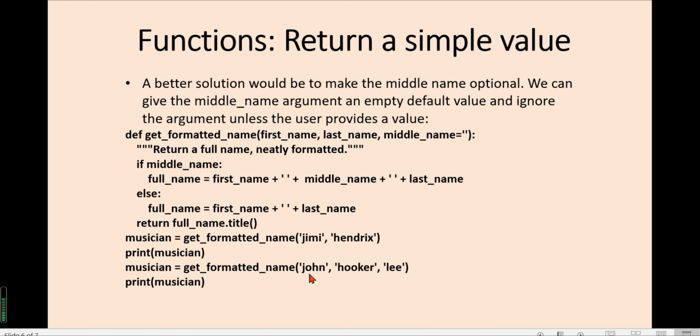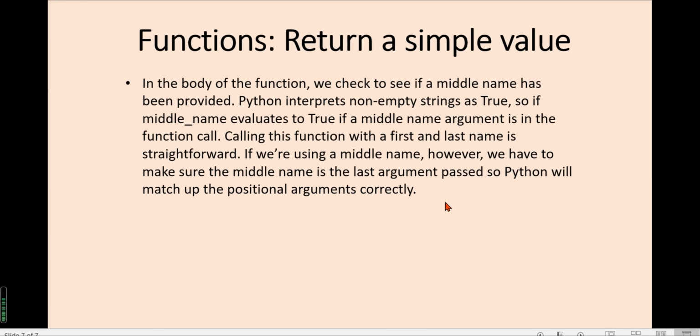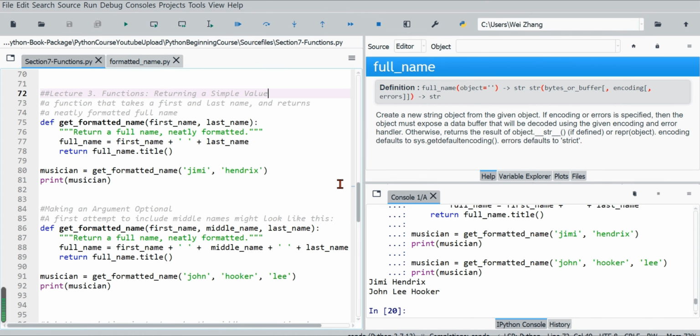So here, John Hook is the first name and the last name, and Lee is the middle name, because the middle name's position is the last one. This is actually the positional passing of arguments. We will show all these statements in Anaconda Spyder.